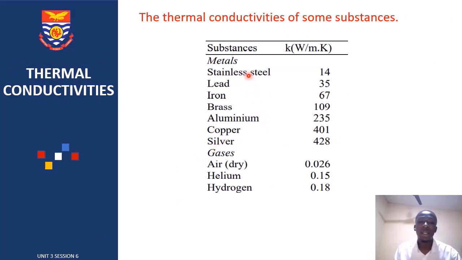Substances like metals, or say gases. Metals like stainless steel, lead, iron, brass, aluminum, copper, and silver have thermal conductivities of 14, 35, 67, 109, 235, 401, and 428 respectively. Unless we have a material that has not existed or been discovered yet, we will not have its thermal conductivity. But all metals have their thermal conductivity, and I think when you check online, you see all.